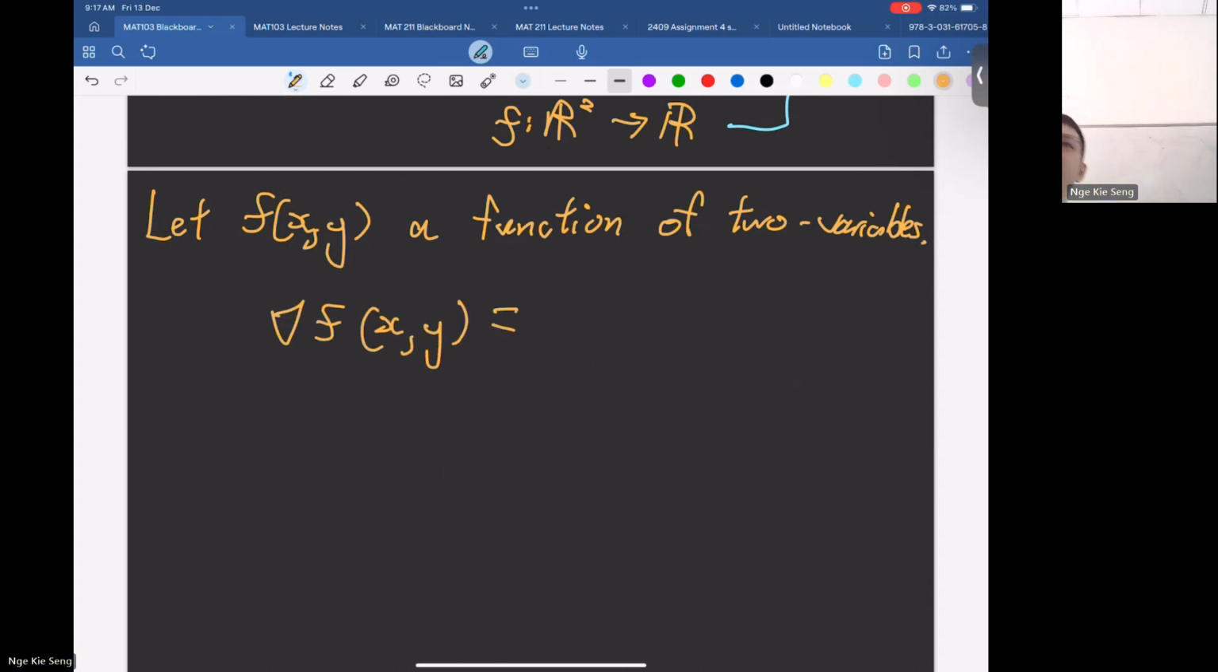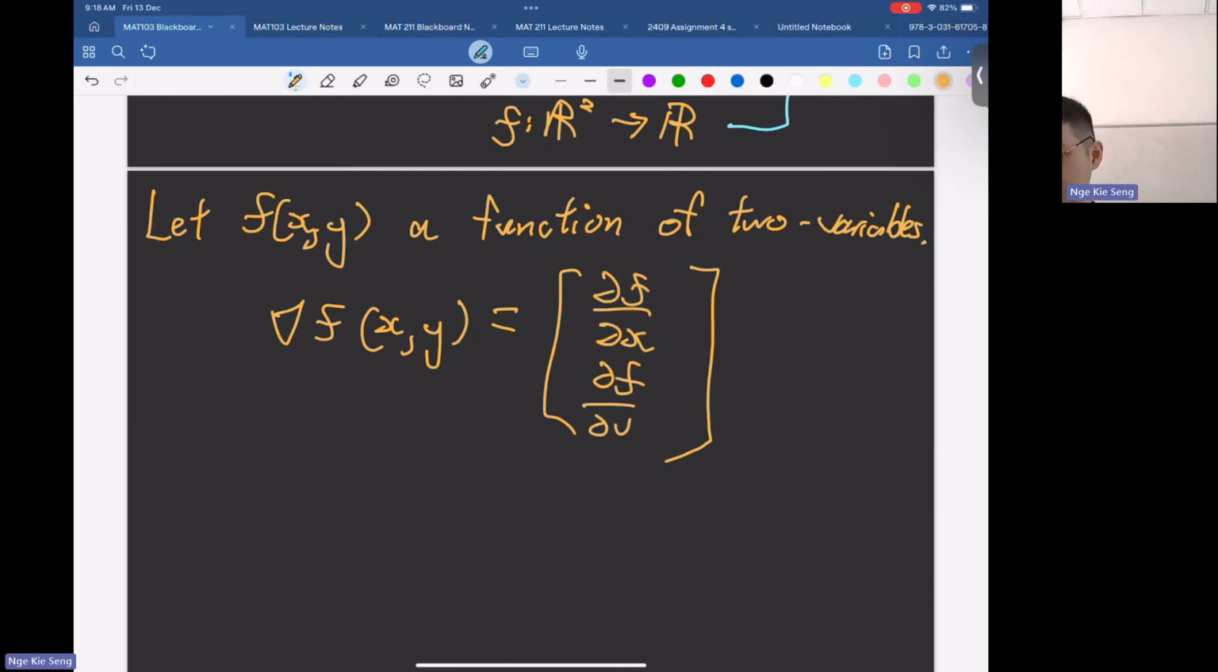Do you remember what the gradient of f is? What should you compute here? What's the gradient of a function of two variables? Yeah, the partial of f with respect to x, and the partial of f with respect to y.